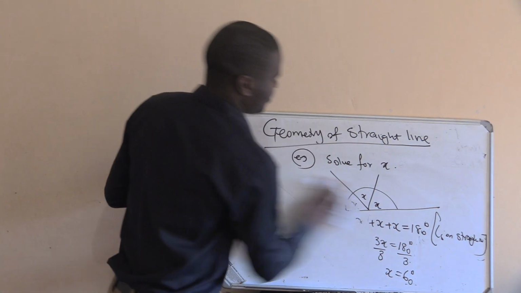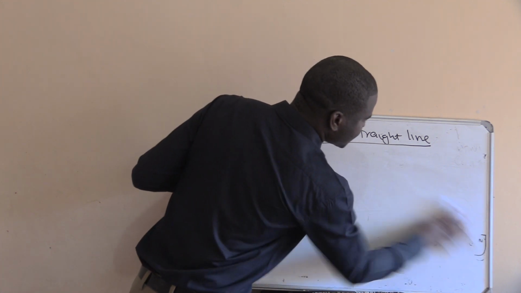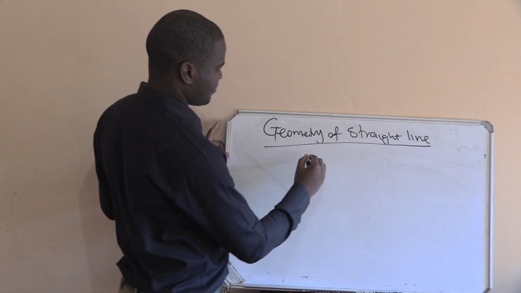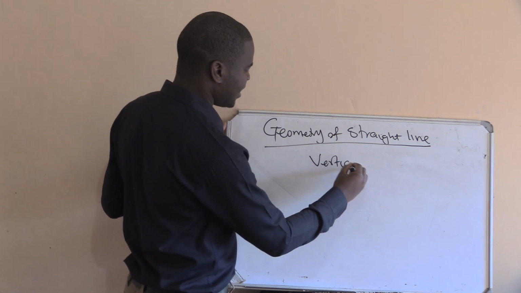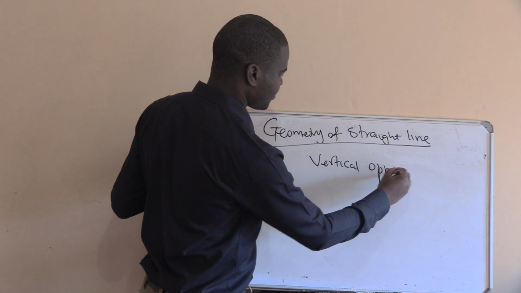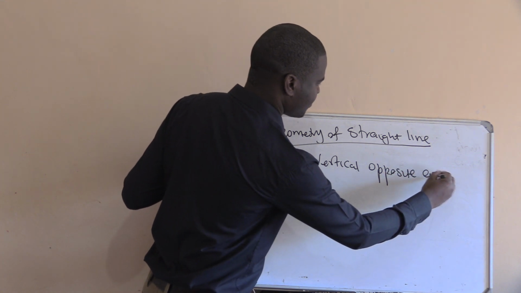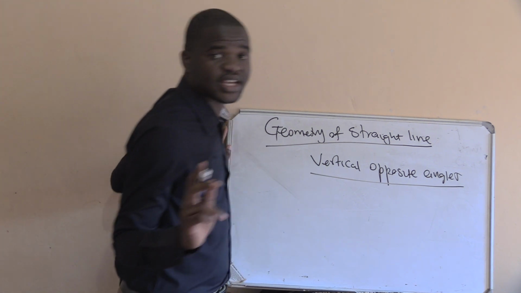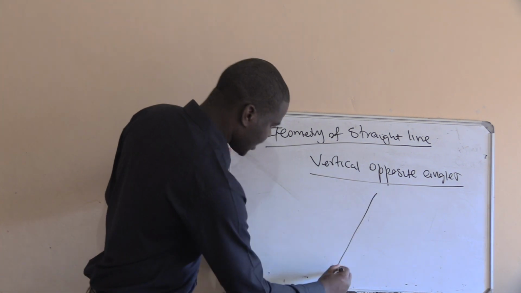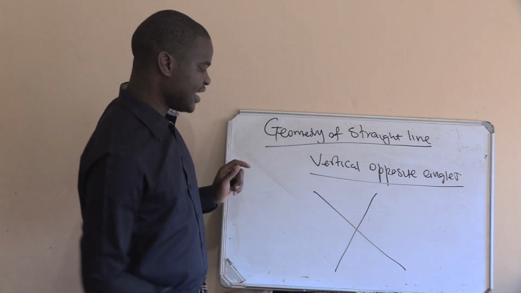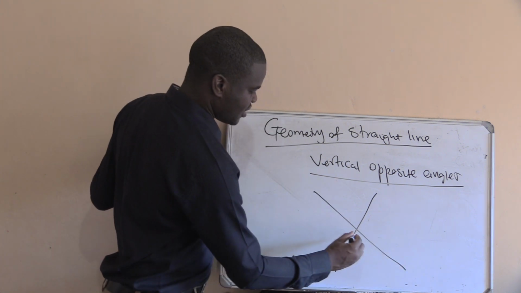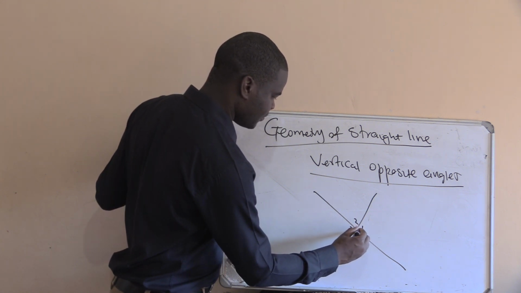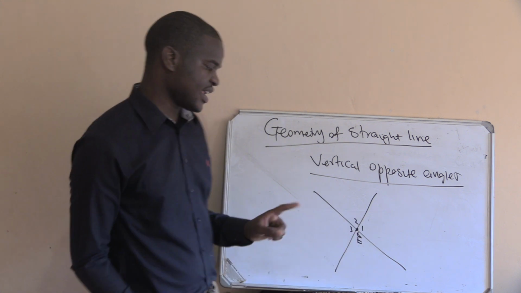Alright, now let's look at vertical opposite angles. Vertical opposite angles. When we talk about vertical opposite angles, we are going to look at lines like this. These lines are vertical opposite. So let's say this is E. 1, 2, 3, 4. So the whole of this angle is angle E.